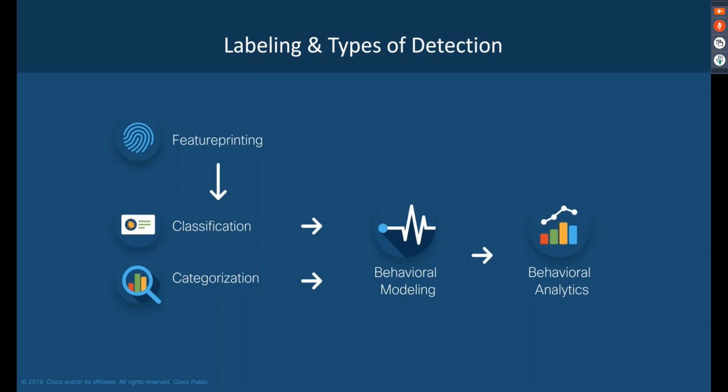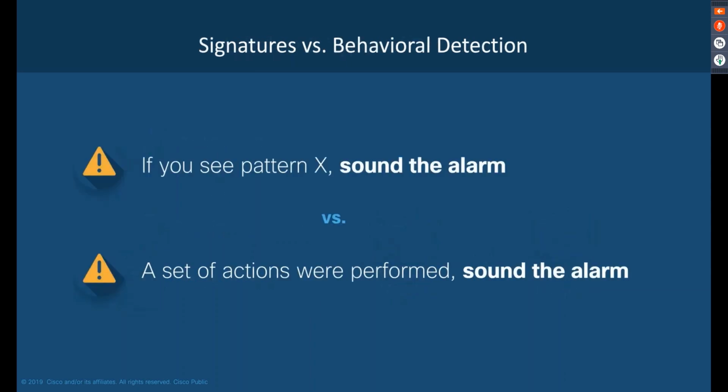Just to be really, really concrete, when it comes to behavioral detection and then behavioral analysis, we're really contrasting against signature and rule-based systems. With a signature-based system, it's very clearly, if I see this pattern, then ring the bell, sound the alarm. Versus the behavioral side of things, where it's, I've observed that a set of actions were performed, and then I sound the alarm. So a set of actions being the key words, as opposed to just simple pattern matching.